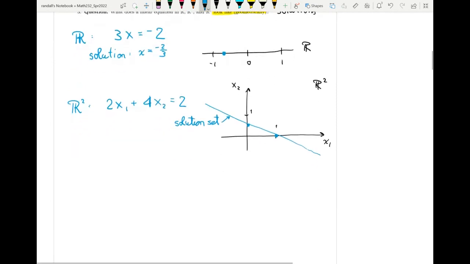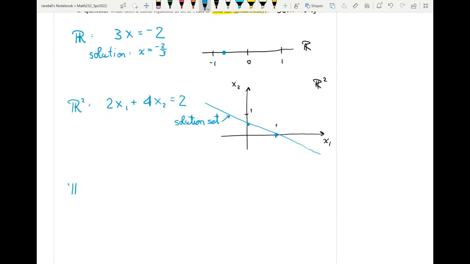And in R3, we mean a linear equation in 3 variables. So let's just write one down: 2x1 plus x2 minus 3x3. And if you were listening to the previous lectures, we'd recognize that as the scalar equation of a plane.